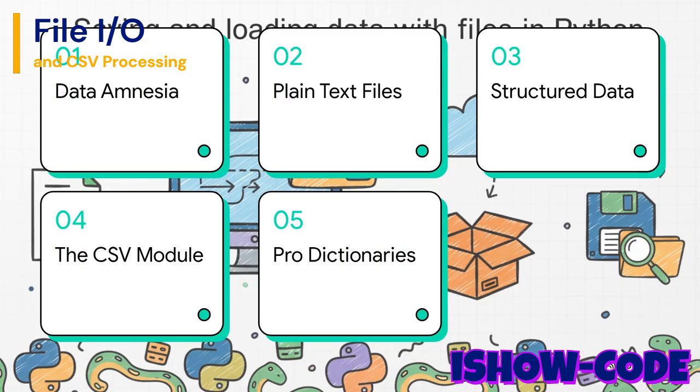So here's our game plan. We're going to start with that core problem of data amnesia. Then look at our first solution using plain text files. After that, we'll see why that's not always enough and tackle structured data with the CSV module. And finally, we'll get a professional upgrade using dictionaries.